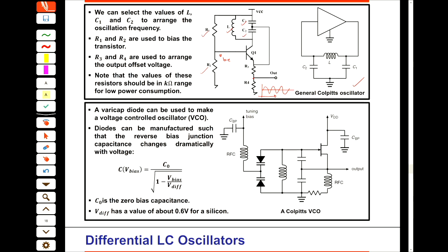To make a VCO, I mean an oscillator where the output frequency changes, where we have control over the output frequency, we can put a Colpitts, and the voltage across these two capacitors we change by this tuning bias. So by changing this voltage, the capacitance of these two capacitors changes, and definitely the resonant frequency coming from this circuit changes.